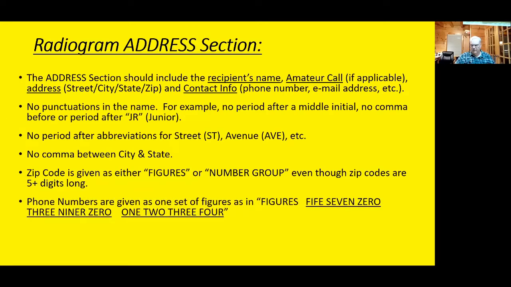Phone numbers are given in 3 sections. You'd say, once again, instead of number groups, since 2 of the 3 groups are only 3 digits long, it'd be figures. Phone figures 570-390-1234.